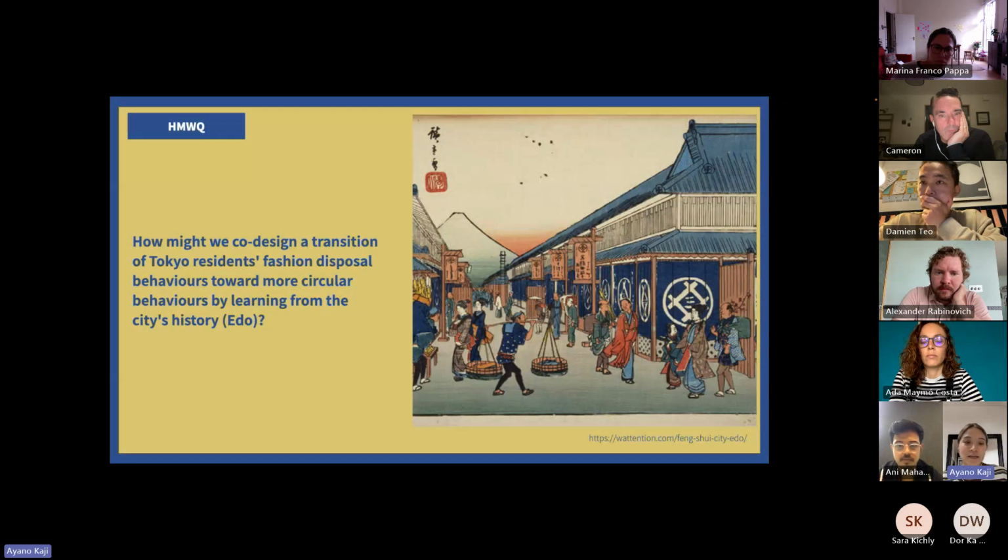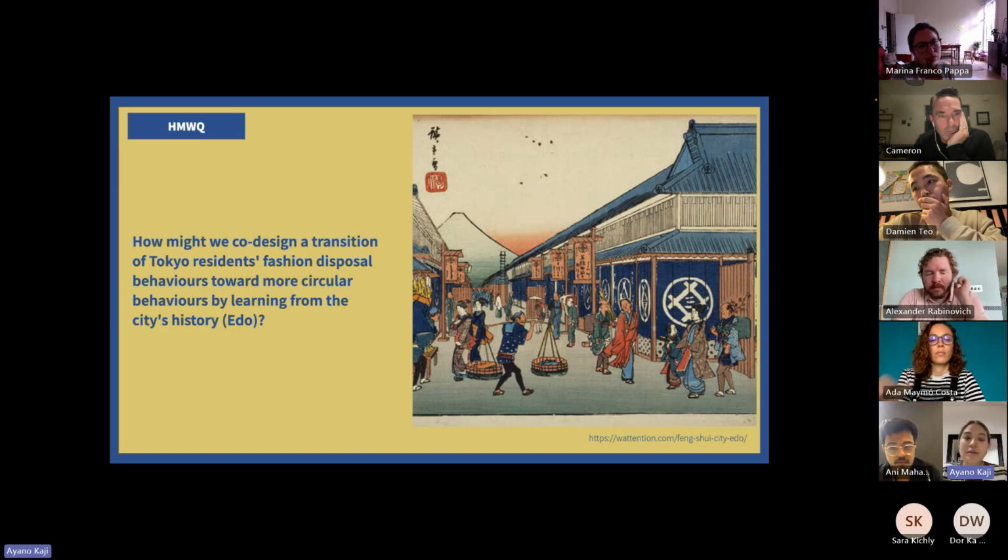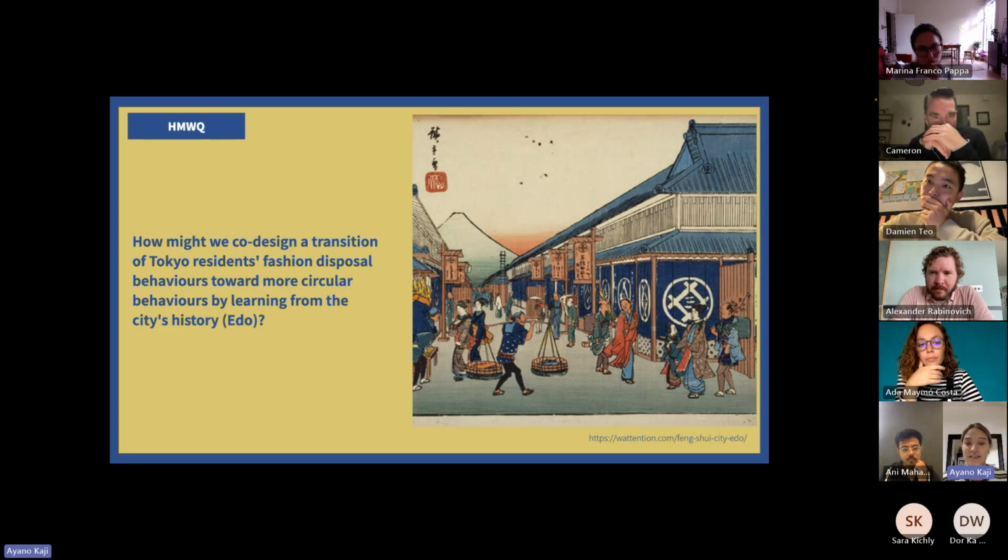And before explaining my question, I'd like to mention Edo. Edo is the old Tokyo city of around 300 years ago. The population was the largest in the world at the time. And by the way, London was second. Despite the population, Edo had a circular waste system, but now that culture has disappeared.